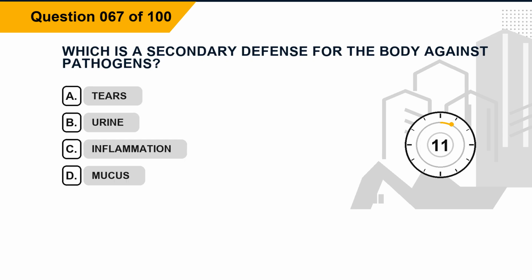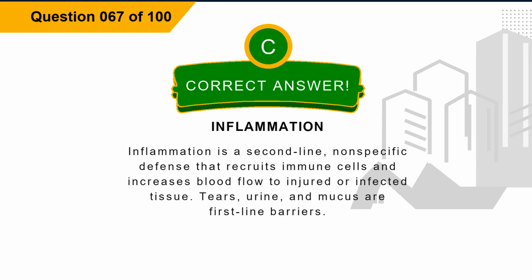Question 67. Which is a secondary defense for the body against pathogens? Option A, tears. Option B, urine. Option C, inflammation. Option D, mucus. The correct answer is option C, inflammation. Explanation. Inflammation is a second-line, nonspecific defense that recruits immune cells and increases blood flow to injured or infected tissue. Tears, urine, and mucus are first-line barriers.